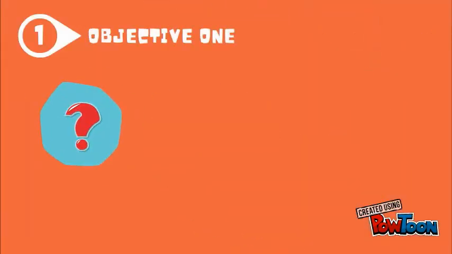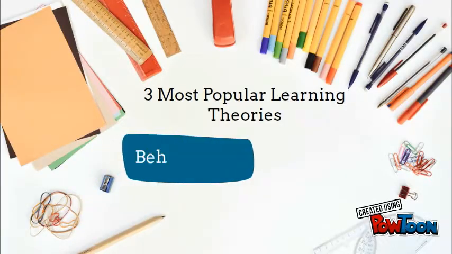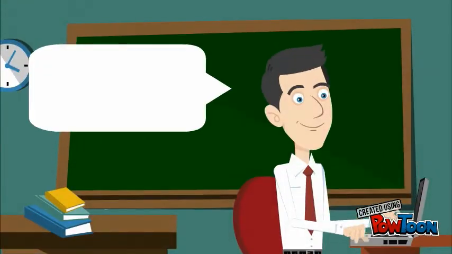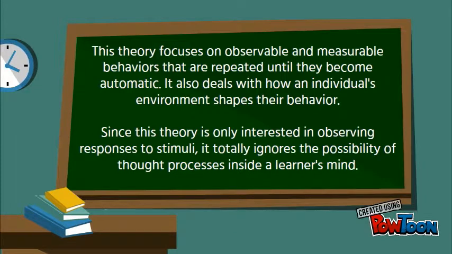Okay, Objective 1. The three most popular learning theories are behaviorism, cognitivism, and constructivism. This theory focuses on observable and measurable behaviors. They're repeated until they become automatic.